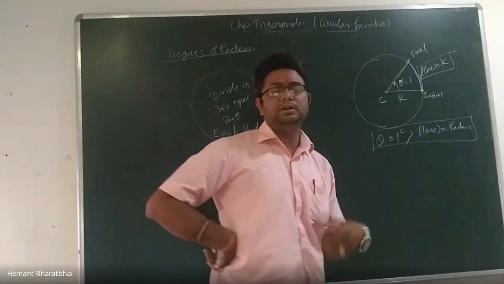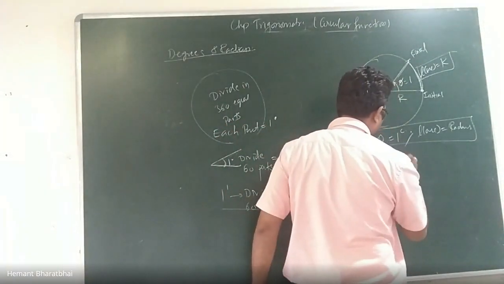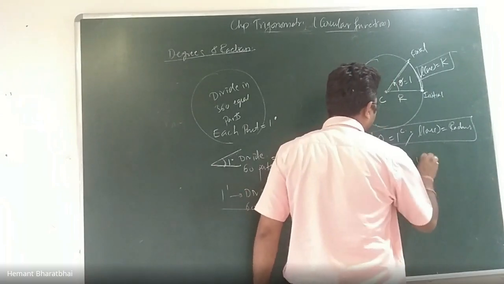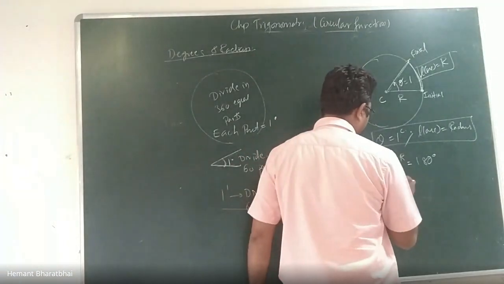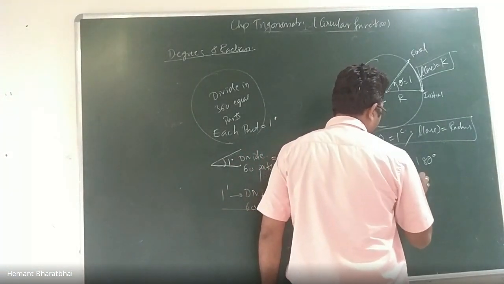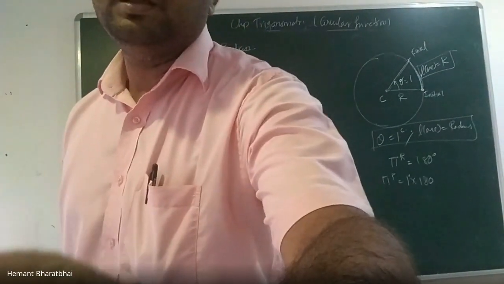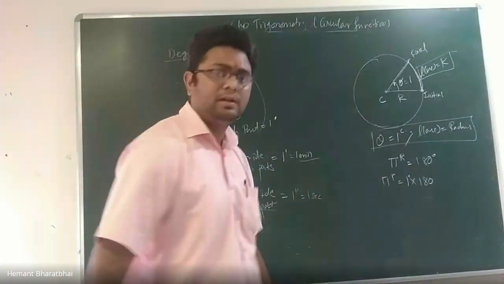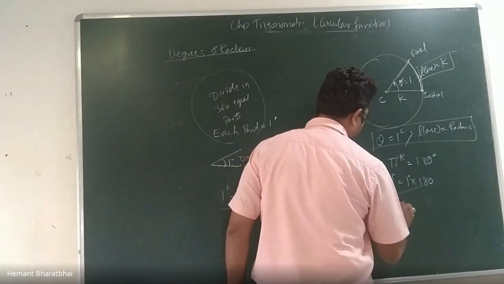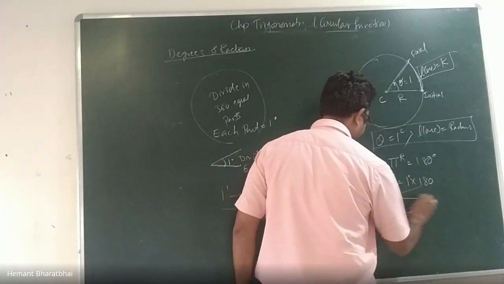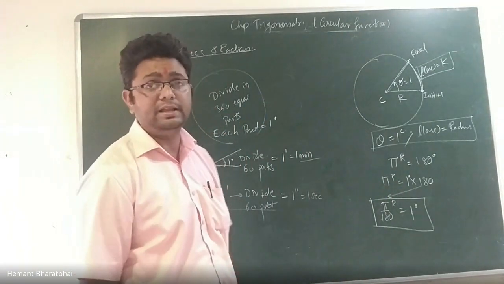Now suppose I want to convert degrees to radians or radians to degrees, how should I do it? You just remember this simple formula: pi radians is equal to 180 degrees. So I can write it as pi radian is equal to 1 degree into 180, which is 180 degree only, right? Now I can bring this term over here. So I'll get pi by 180 is equal to 1 degree. So 1 degree is equal to pi by 180 radian.